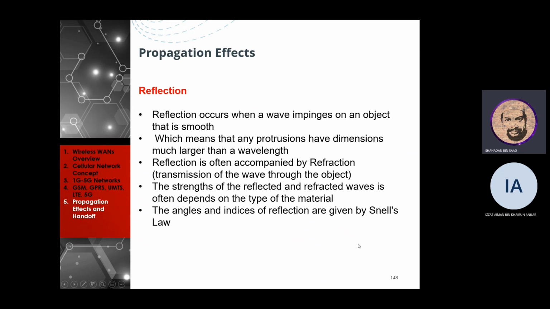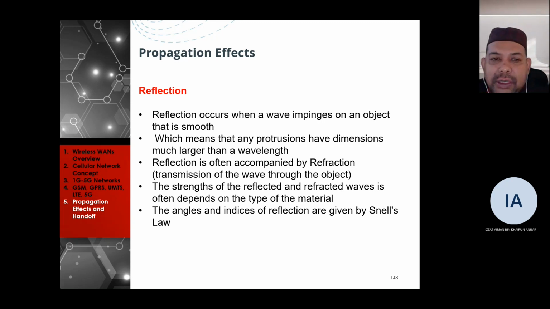Okey, kita akan masuk ke propagation effect sekejap. Alright, so on propagation effect kita ada reflection. So reflection occurs when a wave impinges on an object that is moved, which means that any protrusions have dimension much larger than a wavelength. So reflection is often accompanied by refraction, okay, transmission of the waves through the object.